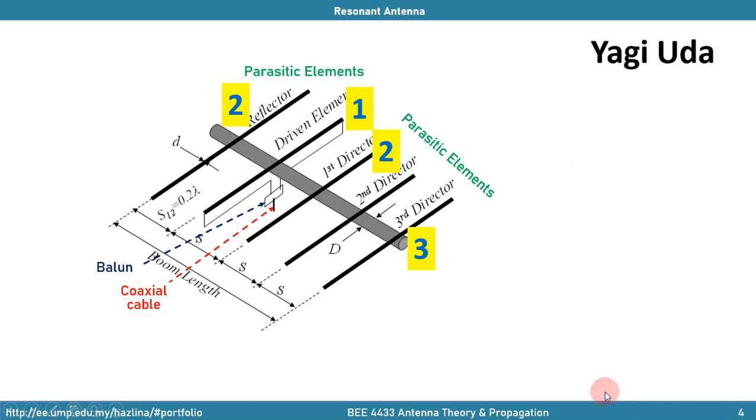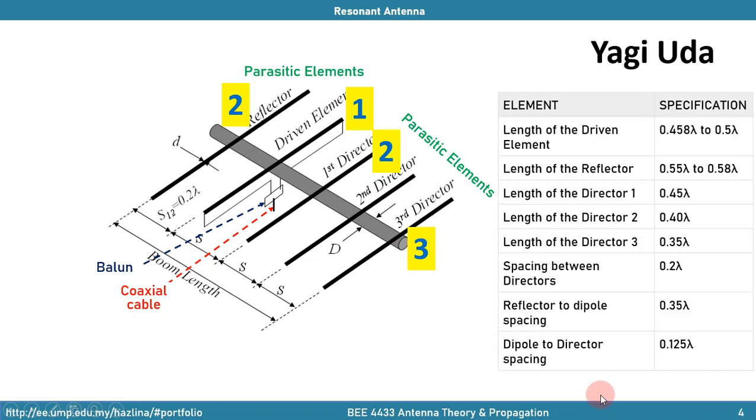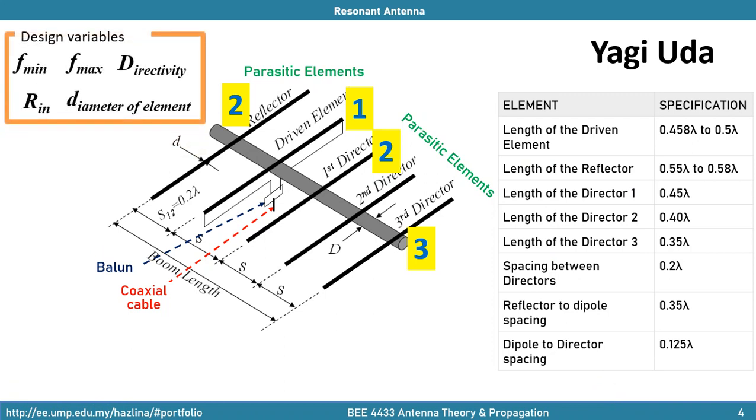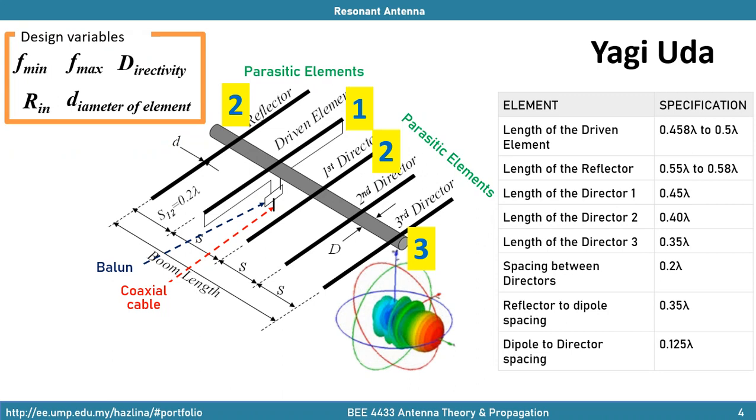Balun is also known as a balanced and unbalanced unit. The guide for Yagi design takes into consideration the following parameters: the length of the driven element, reflectors and directors, and the spacings between directors, reflector-dipole, dipole-director. Unlike the dipole antenna, Yagi antenna exhibits directional radiation and it is pointing in the direction of the directors. The radiation directivity is influenced by the number and size of the directors.